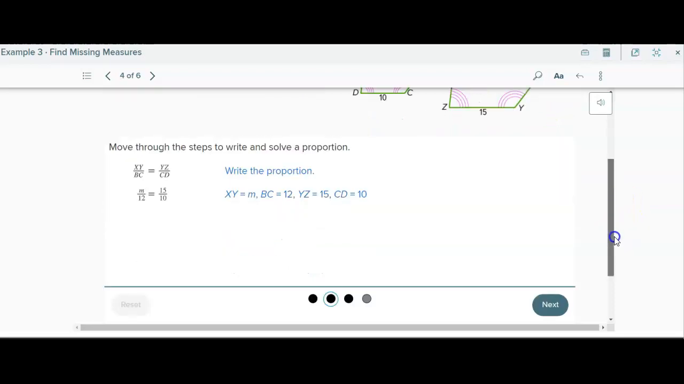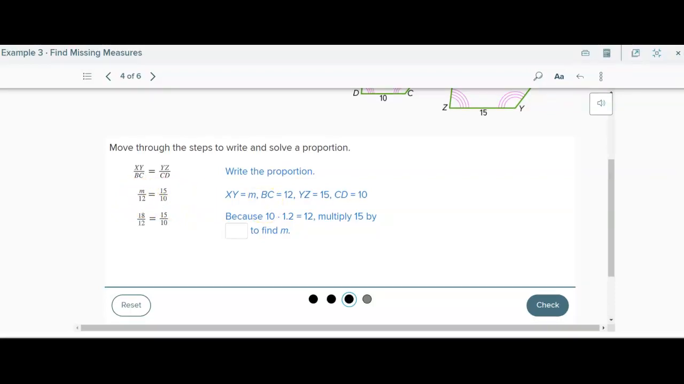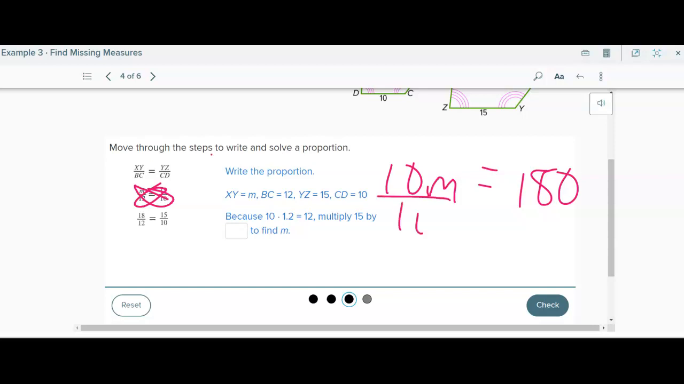Then, to solve a proportion, we do what's called cross multiplying. The way the book does it, they're figuring out what we need to multiply by, but I think it's a little more confusing to do it that way. One way to solve this is to cross multiply. So we would have 10m equals 15 times 12, which is 180. You can solve a proportion by multiplying diagonally, and then this is a simpler equation to solve. Divide both sides by 10, and you get that m equals 18. So that's how you would solve this using a proportion.